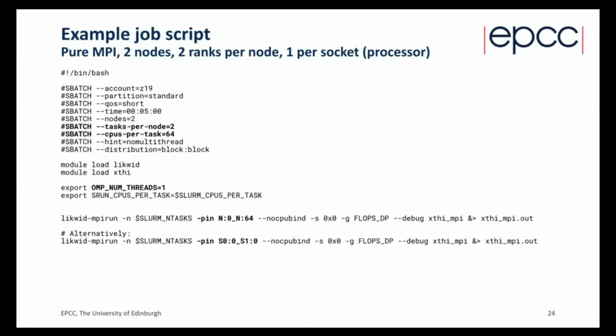And then we do need to specify pinning for likwid-mpirun, and we have 2 alternative syntaxes, both of which accomplish the same thing. One is to specify that the 2 processes on each node should be bound to the first cores of each socket, so core 0 and core 64. We simply know from our knowledge of the topology of the numbering that 0 and 64 correspond to the first cores on each socket. However, if we didn't know that, we could use the second pinning syntax, which is to say, take the first core on each socket.